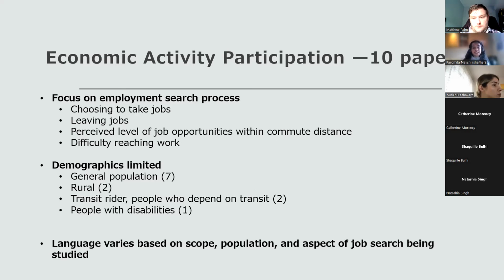And next, economic activity participation. Ten papers focused on this, and they focused mostly on whether any kind of transportation barrier prevented people from choosing to take jobs or created difficulties. Did transportation difficulties ever cause people to leave their jobs, the perceived level of job opportunities within commute distance, and any kind of difficulty reaching their workplaces? Demographics were mostly limited to the general population, followed by the rural population, then transit riders and people with disabilities. Language varies based on scope, population group, and aspect of job searching being studied.